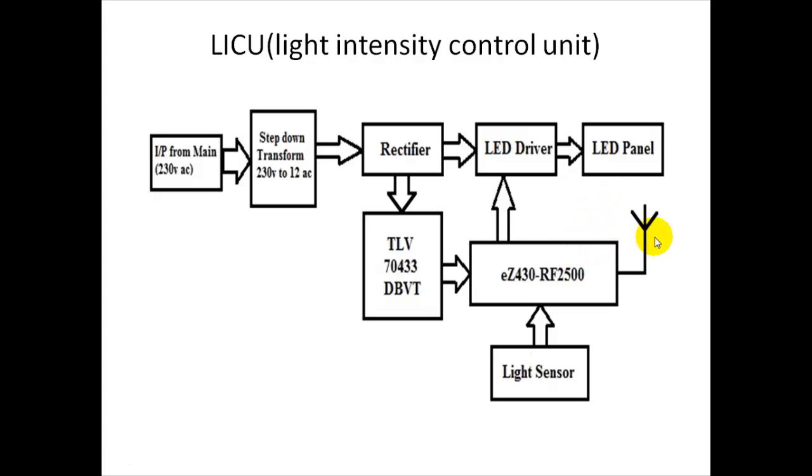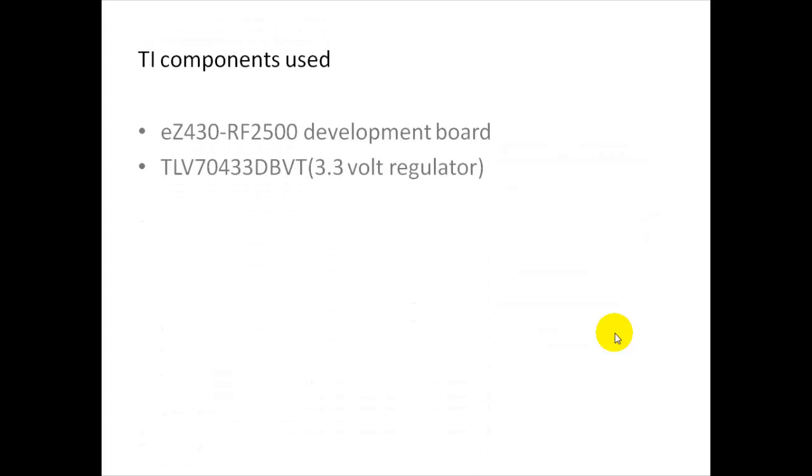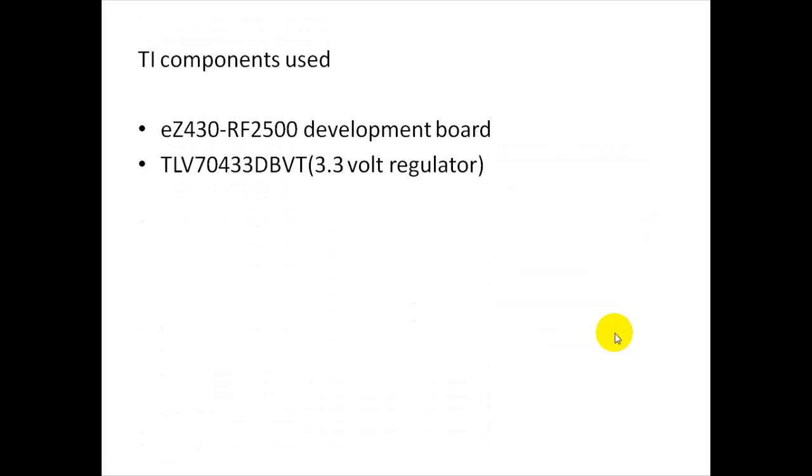Now the PID loop will maintain the desired light intensity in the room against changes in ambient light. The PID loop's closed path is completed through the light sensor. The light sensor gives input to the EZ430RF2500 board. Components used from TI.